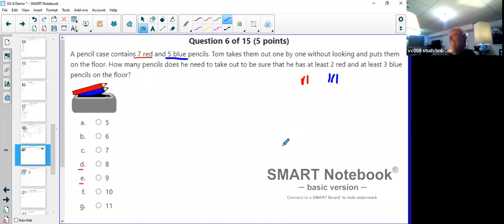Someone said 5, right? Well, if you're lucky, that might happen. You might pick 2 reds out and then 3 blues, and then you'd be done. But is that always going to happen? If you pick out 5, will you always get 2 reds and 3 blues? That's a yes or no question. No, right? What's the worst that could happen to you if you picked out 5? What's the worst case?